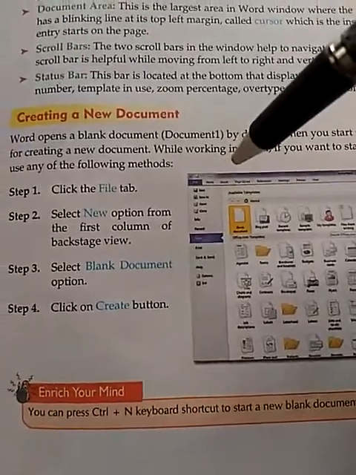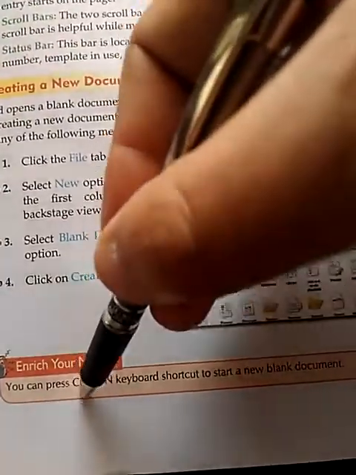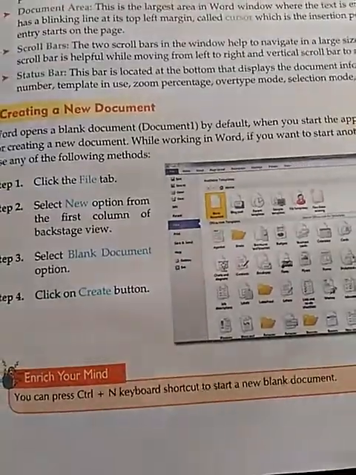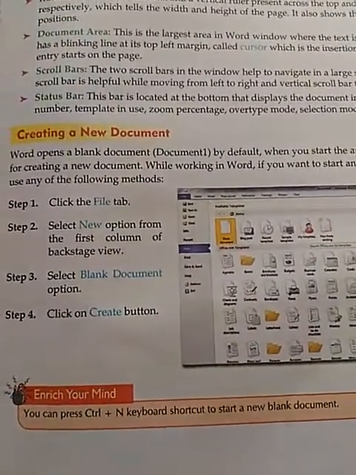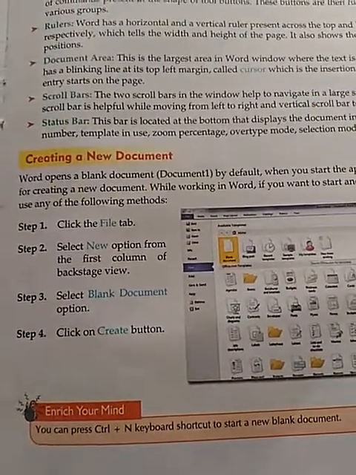The shortcut key for a new document is Control plus N. Control plus N is a shortcut key which will help you to create a new document.